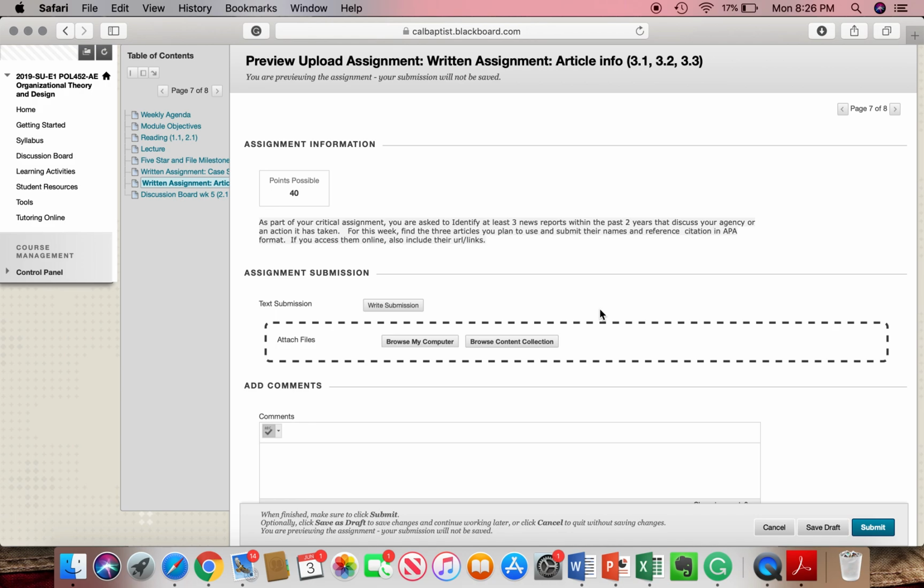And for this week, I want you to find those articles and submit their names and their reference citations in APA formatting. If you find them online, I would also ask you to include their URL links so I can take a look at these. So this is just a building block. I want you to dive in.